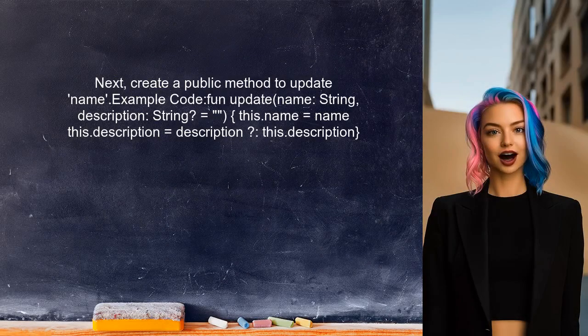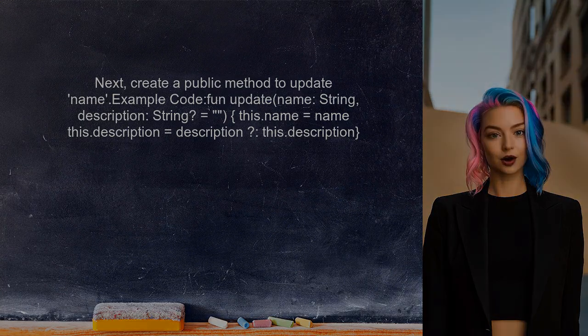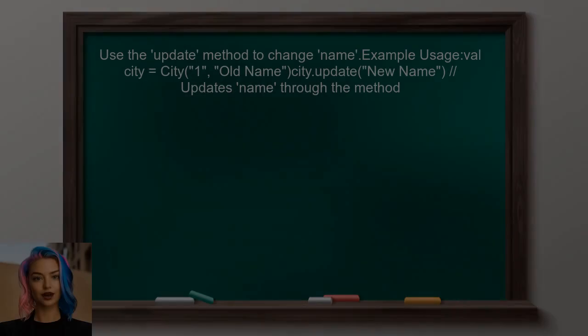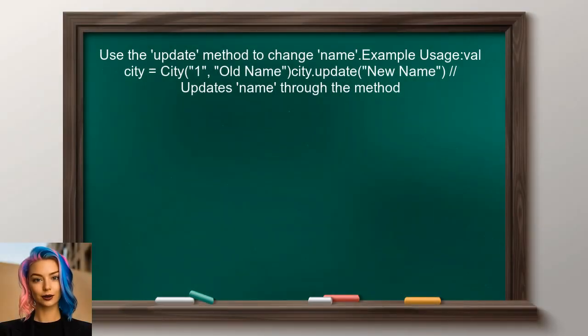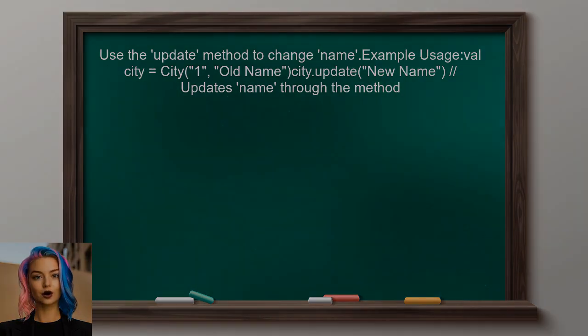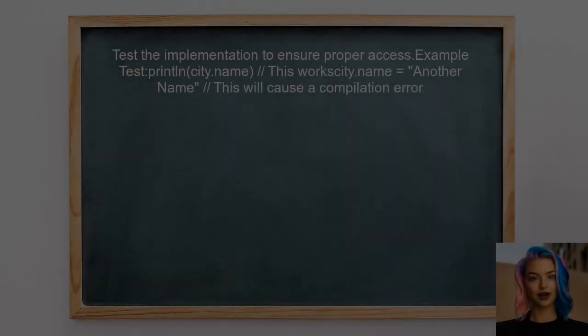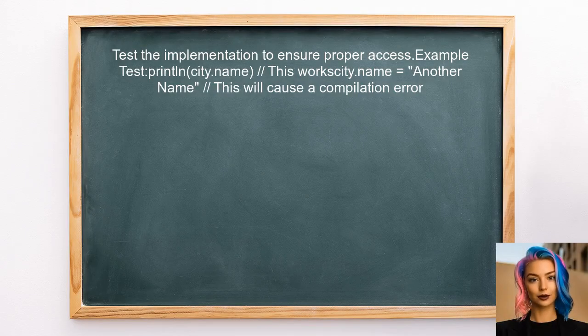Next, the user should ensure that they can still update the name property through a public method. This can be done by creating an update function within the class. Now, the user can use the update method to change the name property while keeping the setter private. This maintains encapsulation and protects the property from direct modification. Finally, the user should test the implementation to ensure that the name property can be accessed but not modified directly from outside the class.